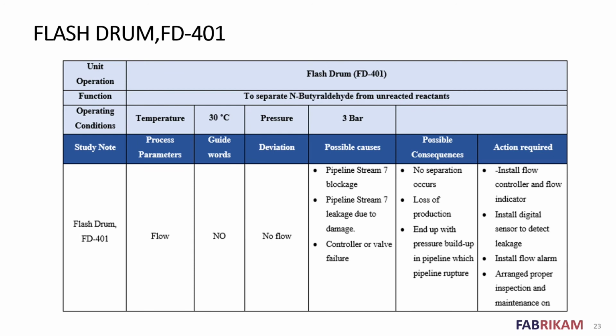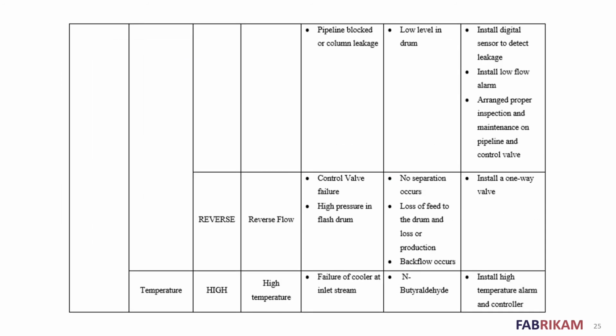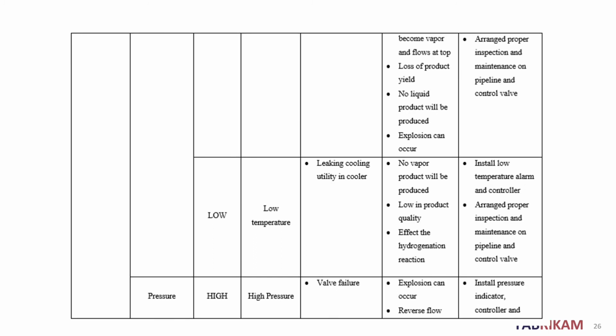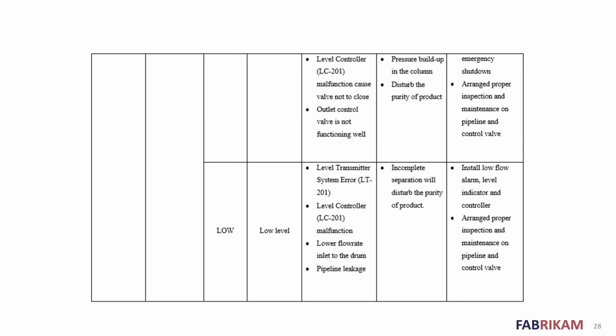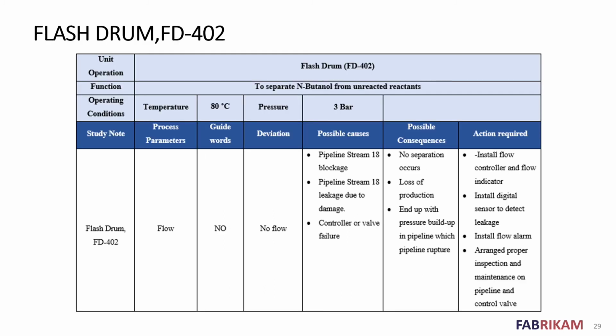For flash drum FT401, there are 4 process parameters which are controlled. Firstly, flow. Secondly, temperature. Thirdly, pressure. Finally, level. The heads-up analysis for flash drum 2 FT402 is similar to flash drum 1 FT401.